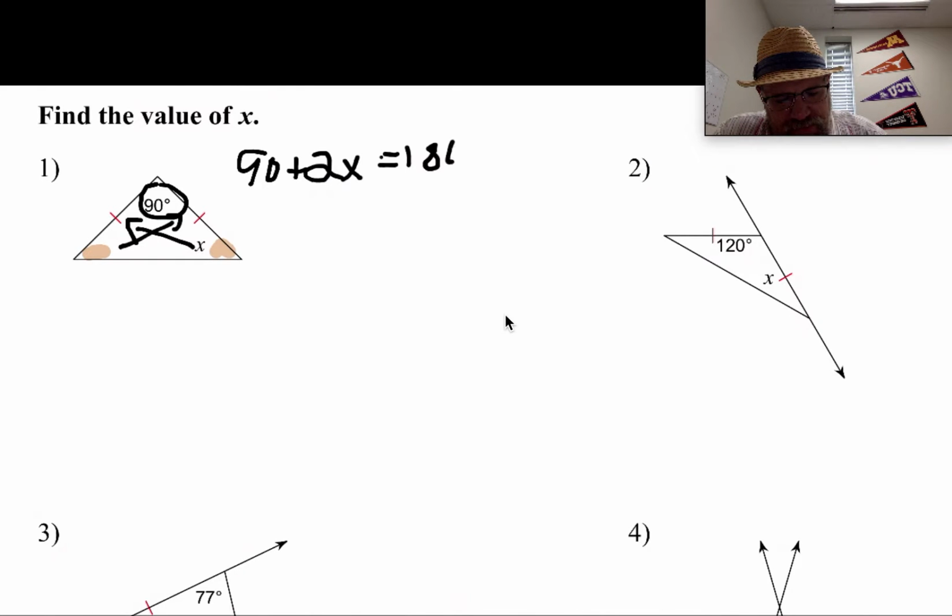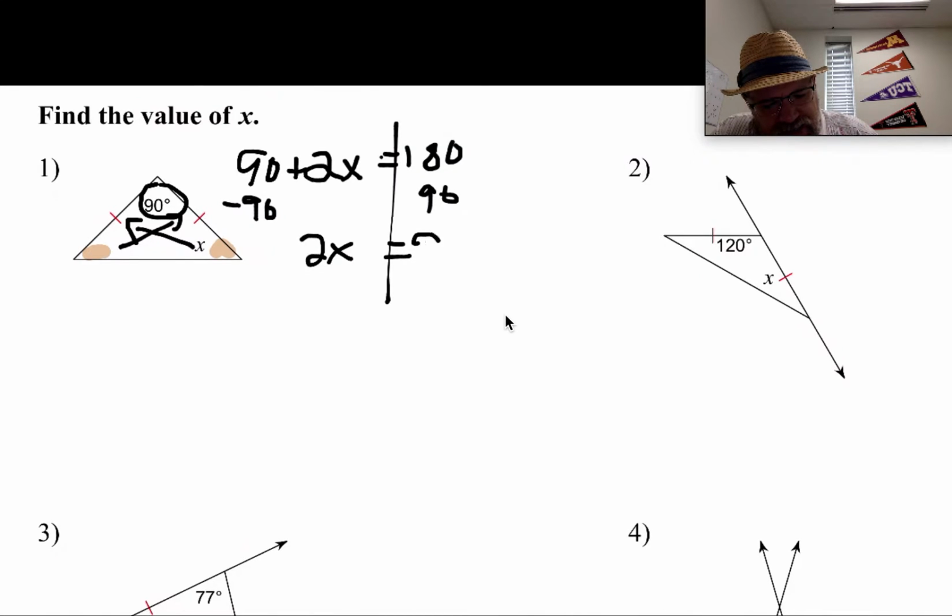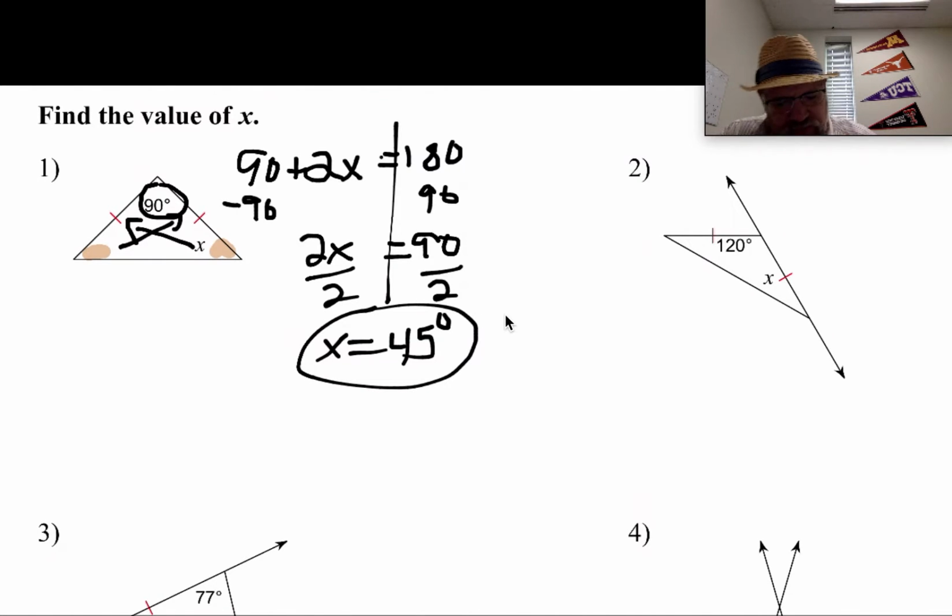Now you might be able to do this in your head without doing the algebra, and that's just fine. I encourage you to do that. But this is the algebra behind it. Isolating the variable, I subtract 90 from both sides. And now it makes sense that these two angles have to add up to 90 degrees. Then I divide by 2. So each of those angles is 45 degrees. And luckily, that's what they're asking me to find, the value of x.